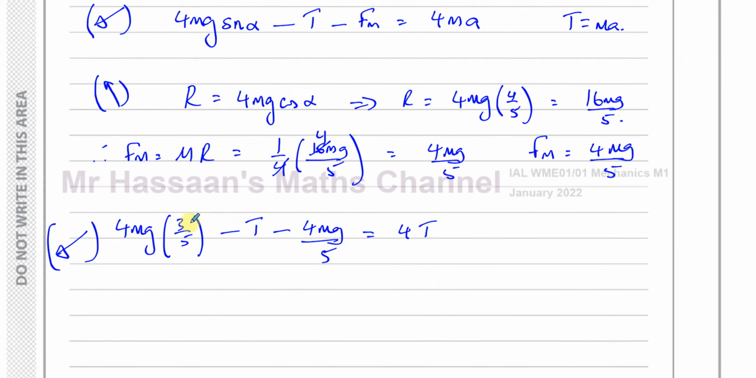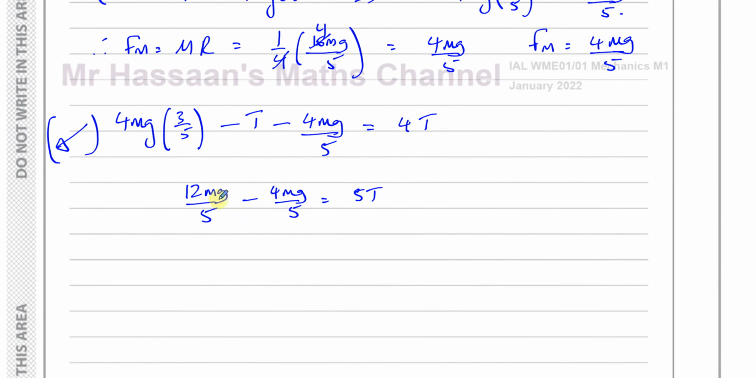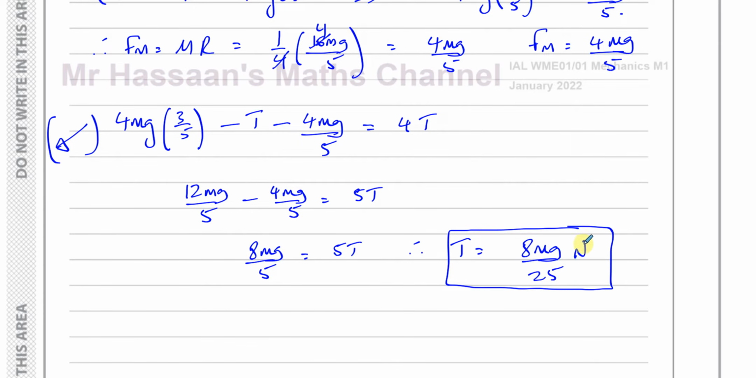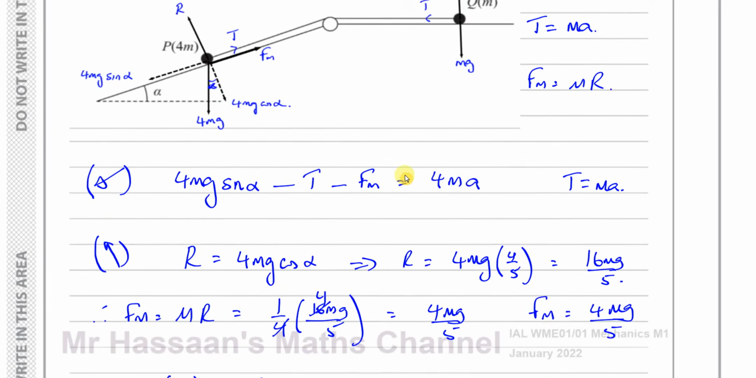So we've got 12 mg over 5 minus 4 mg over 5 equals 4T plus T, which is 5T. So this gives us 8 mg over 5 equals 5 times T. Therefore T is equal to, if I divide both sides by 5, 8 mg over 25. So that is the tension in the string, 8 mg over 25 newtons.